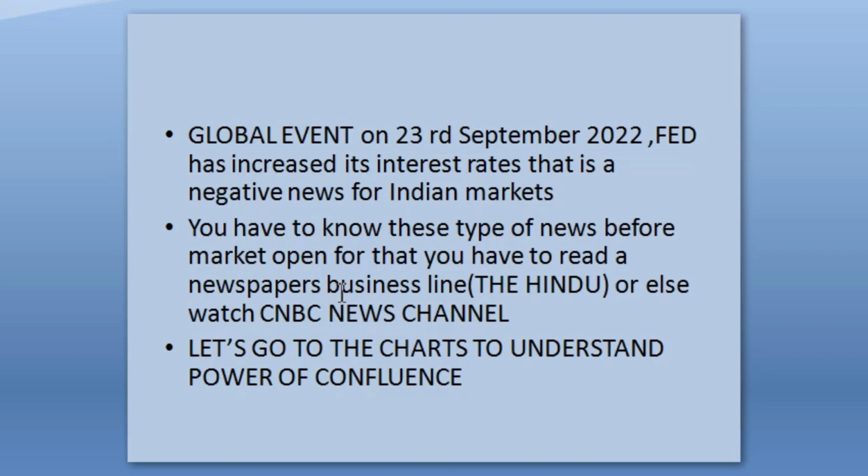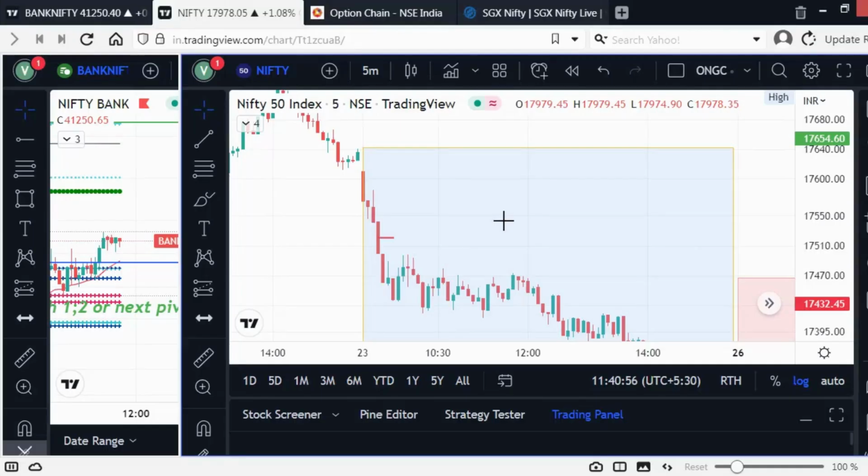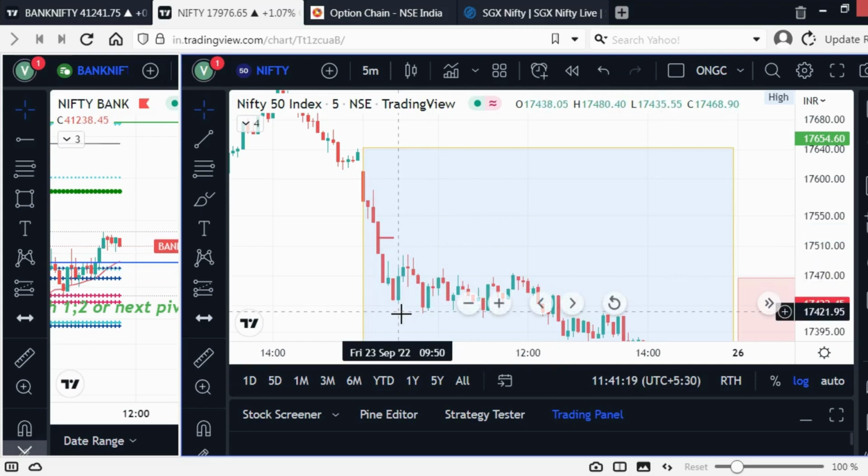Now let's go to the charts to understand the power of confluence. There is a global event like a Fed interest rate hike, and it shows a negative impact in the Indian markets. This is one of the factors to take the trade with a bearish view, and I will show you another two factors that tell you the market is going to be bearish in the upcoming session, like 23rd September 2022.